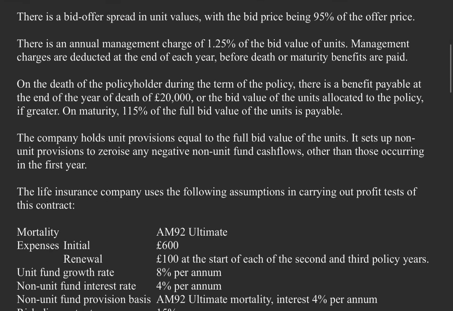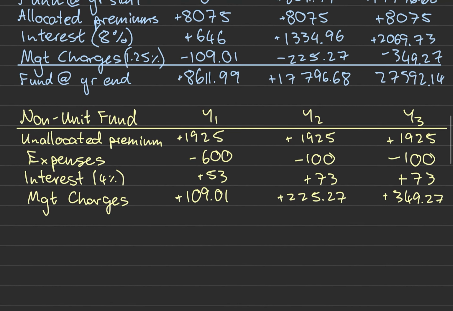Okay, so I go back and I look now. Okay, so what are my benefits? Well, I have death benefits and maturity benefits. Why? Because it's an endowment. It's an endowment assurance. So here, my expected death benefit.